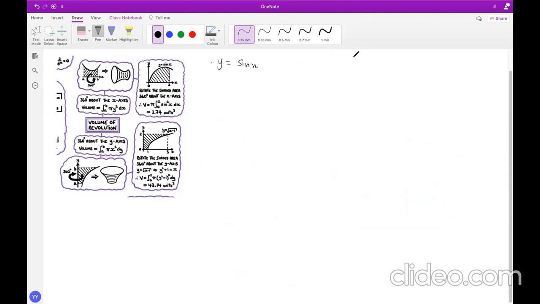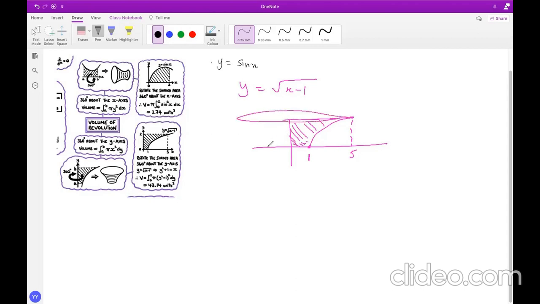So let's take an example. Consider the function y is root of x minus 1. I take the area from 1 here, and let's say the x value is 5. Now this area that I can see here is getting rotated about the y-axis by 360 degrees. You can clearly see it will form a bowl kind of structure, which I can shade here like this. I want to find the volume of this shape.